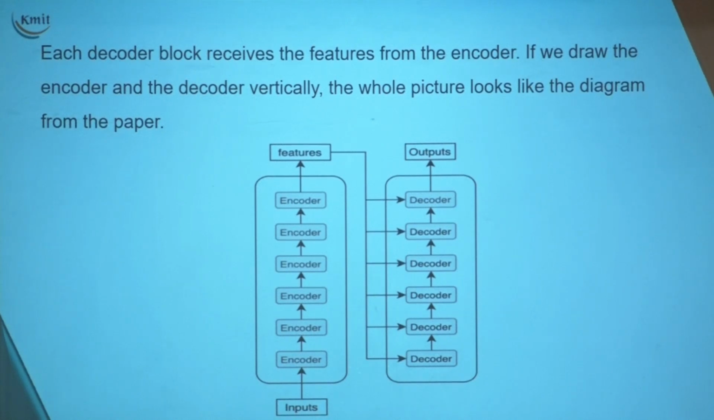Got it? So each decoder block receives what? The first one is the encoder, the second one is the decoder. The encoder takes the input and generates features. The features are given to what? Each decoder block. Look at that. Features are not just given to the first decoder block. Features are given to all the decoder blocks. Hence read that statement: each decoder block receives the features from the encoder. If you draw the encoder and decoder vertically, the picture will look like this. This is from the paper.